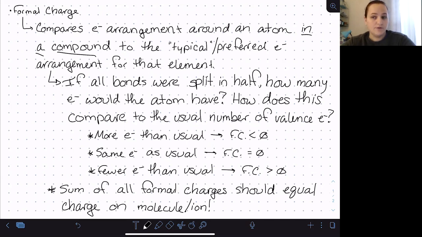If it has more electrons in the compound than is normal, the formal charge is going to be negative, since it has extra electrons, it has extra negative charge. If it is the same as its usual number of valence electrons, the formal charge is equal to 0. And if it has fewer electrons around it in the compound than is typical, the formal charge is positive since it's missing some negative charge. So the sum of all of your formal charges in the compound should be equal to the charge on the molecule or ion. So we're going to look at a couple of examples.